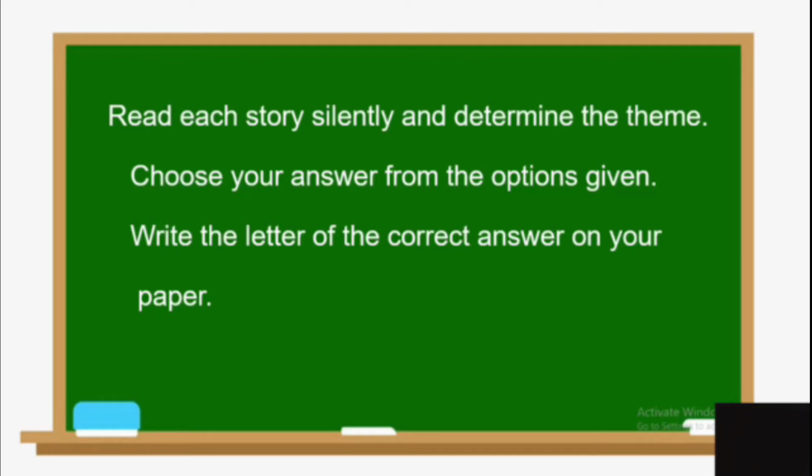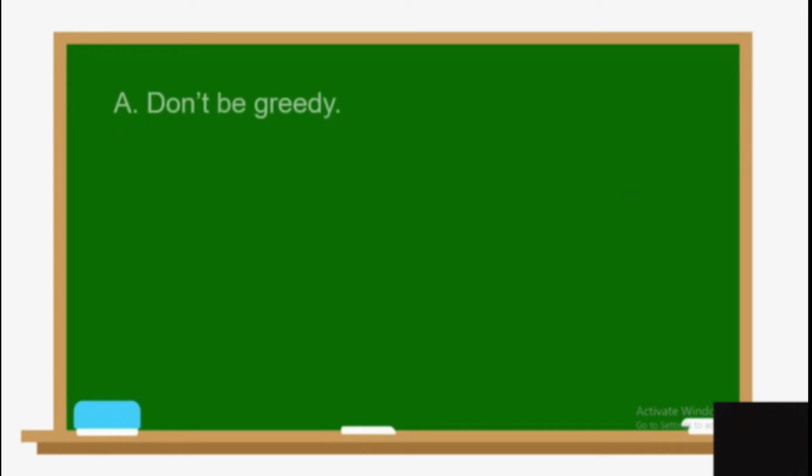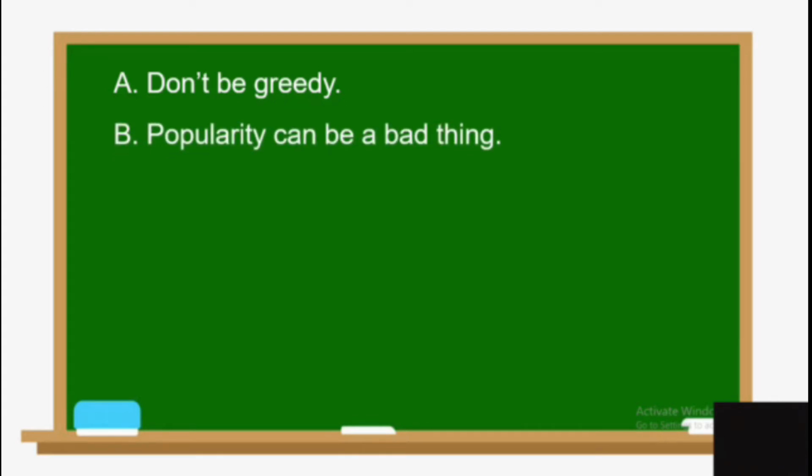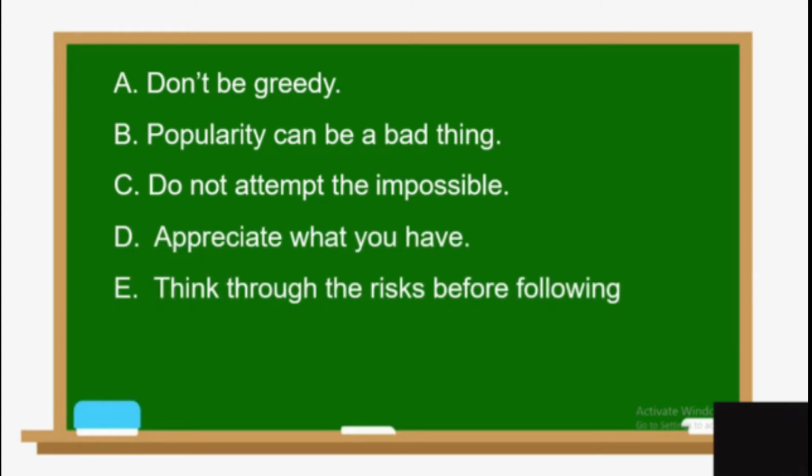For our last activity, read each story silently and determine the theme. Choose your answer from the options given. Write the letter of the correct answer on your paper. Here are the options. A. Don't be greedy. B. Popularity can be a bad thing. C. Do not attempt the impossible. D. Appreciate what you have. And E. Think through the risk before following your instincts.